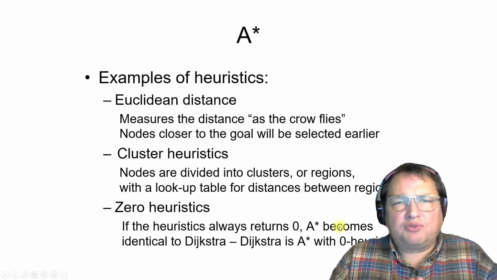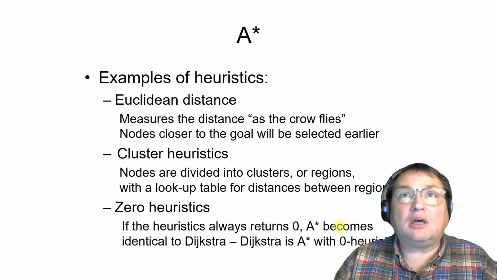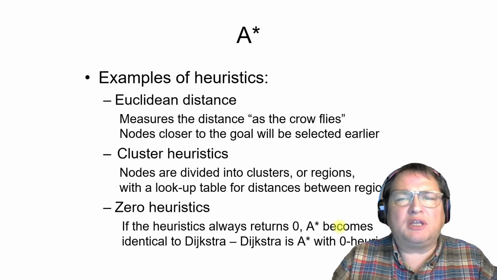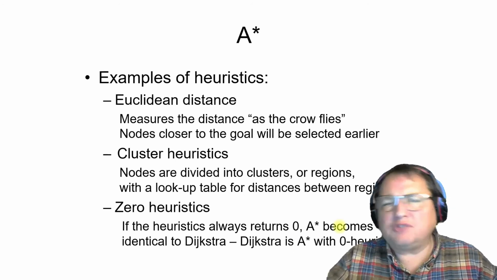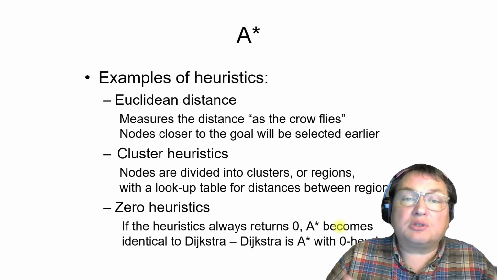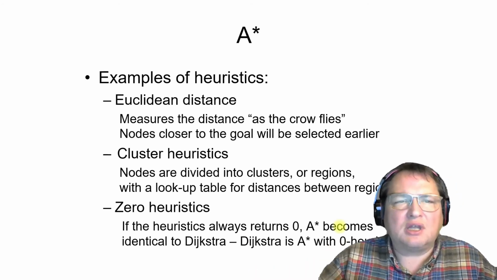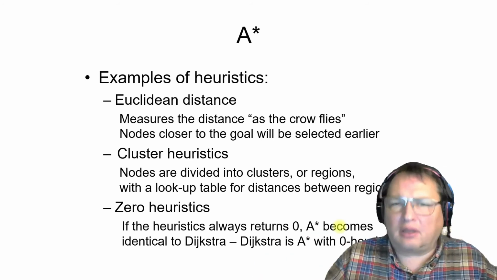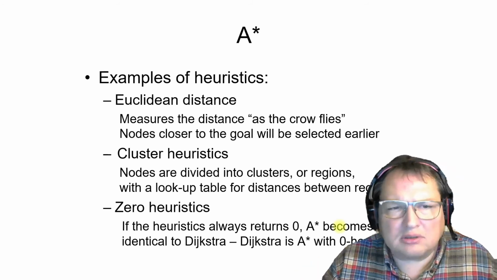Here are some examples of heuristics. The easiest one and actually the most often used is just the Euclidean distance. So you measure the distance from the node to the goal as the crow flies. And this means that nodes closer to the goal in terms of Euclidean distance will be selected earlier in the process. And this can change a lot.